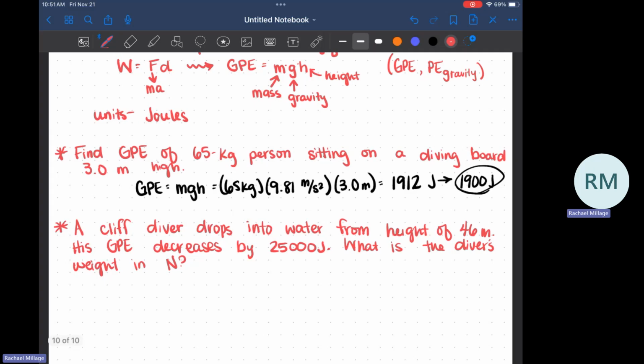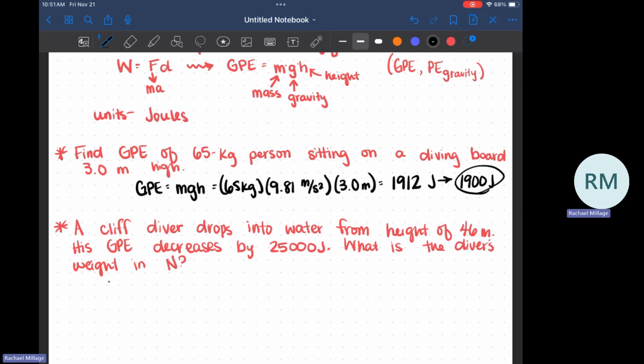How do we start this one? You do negative 25,000 joules is equal to mass times gravity times height, and we have our gravity and we have our height. So we just have to find the mass, multiplying your height by gravity, and then you divide 25,000 joules. Okay, that would be one way to do it.